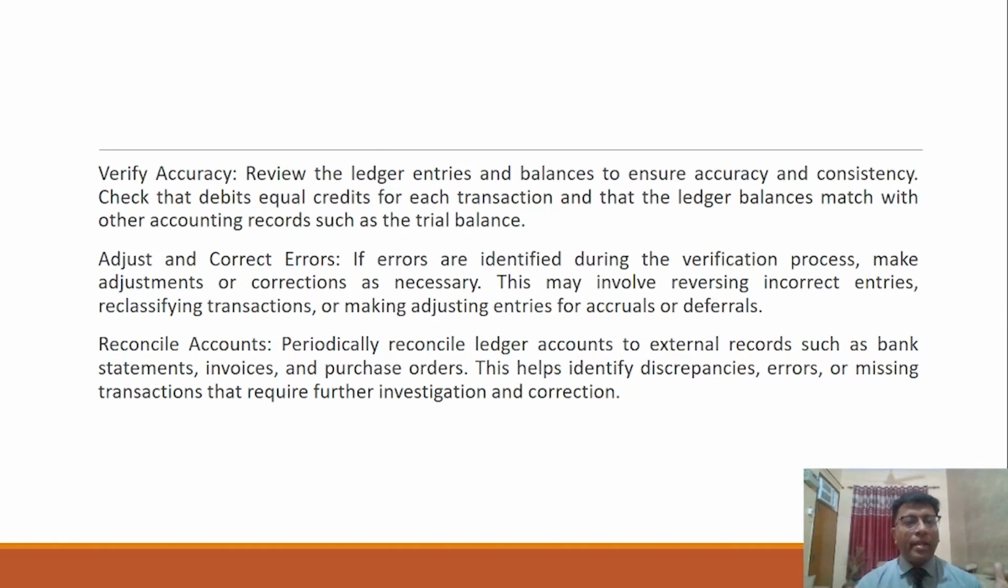Okay, and now you come to adjust and correct errors. If errors are identified during the verification process, make adjustments. As you know, if something is wrongly debited, you can go and make that particular record credited in the ledger. So you have to go for the adjustments and corrections.